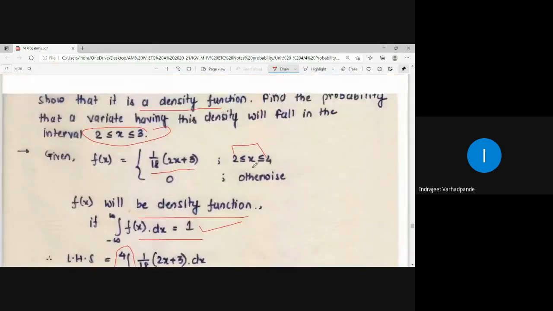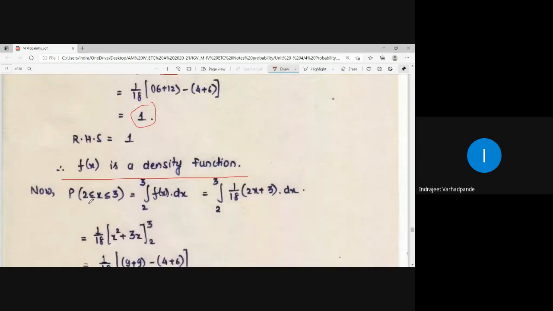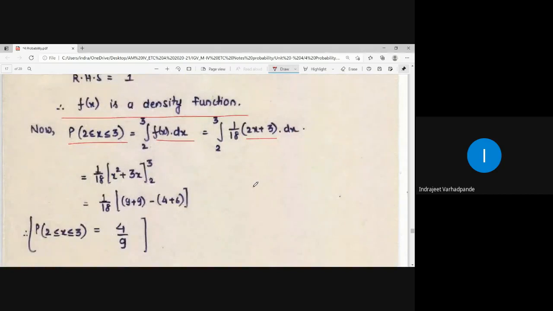Now what we have to calculate is the probability of falling in the range 2 to 3. Just integrate it between the limits. So the probability to be calculated between 2 to 3 is the integral from 2 to 3 of f of x dx. So the integral from 2 to 3 of 1 by 18 into (2x plus 3). Integration of x is x square by 2. Integration of 3 is 3 into x. Put the upper limit and lower limit, you get the answer, and the probability for 2 less than or equal to x less than or equal to 3 comes out to be 4 by 9.